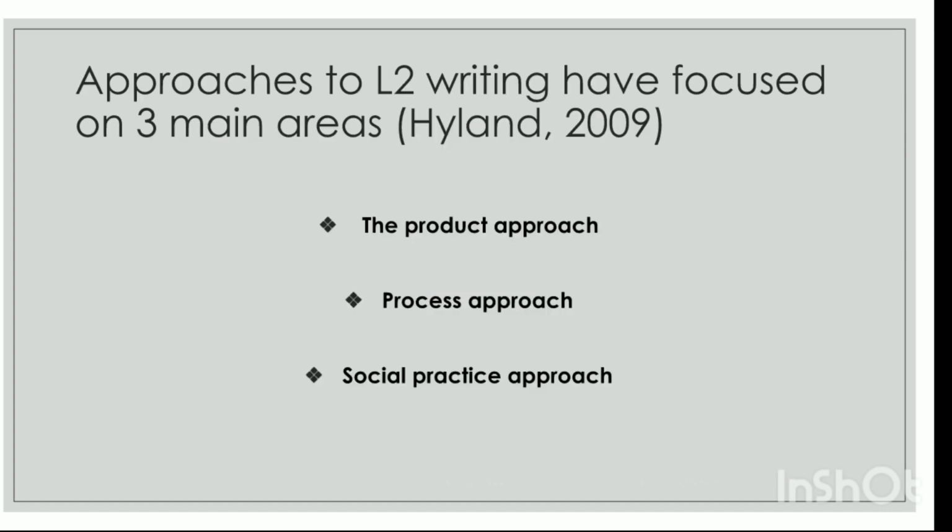According to Hyland 2009, approaches to L2 writing have focused on three main ideas. The first one is product approach, which is the learners produce the actual piece of writing and it concentrates on the language use and organization of the ideas. The second one is process approach, which is the process of learners undertake to produce a piece of writing. The third one is social practice approach, which is how the writers engages with the audience in a social context. So the learners need to combine all three approaches together in order to become a proficient writers, and the approaches also tend to overlap.